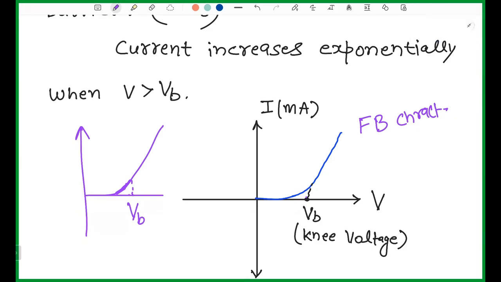Sir, I have a question. How does the width get smaller when the doping concentration is high? Okay. I will take this question at the end of the class. I will explain it to you. Okay. Any other doubt?